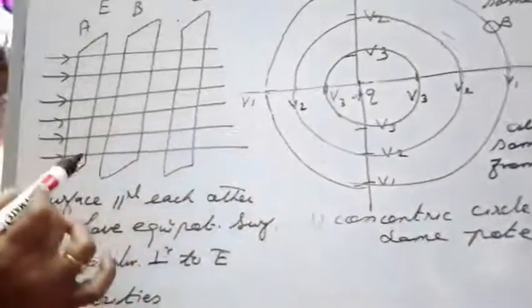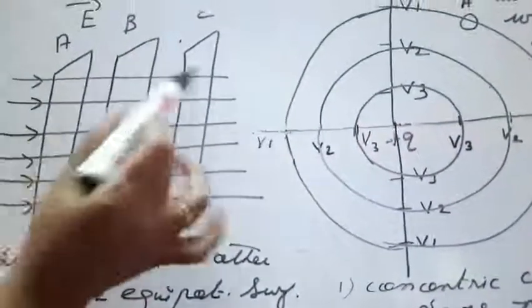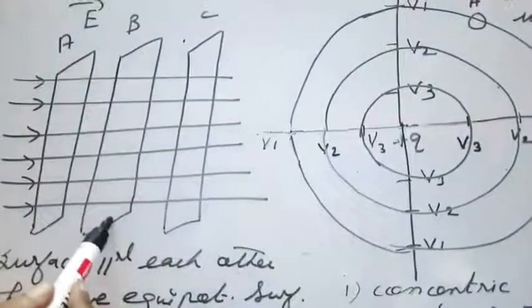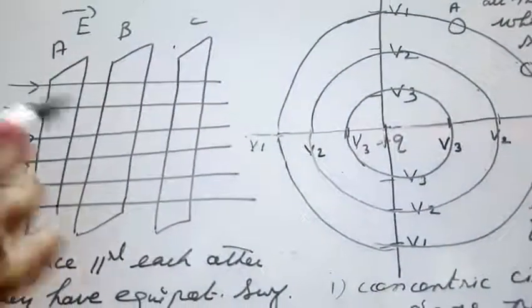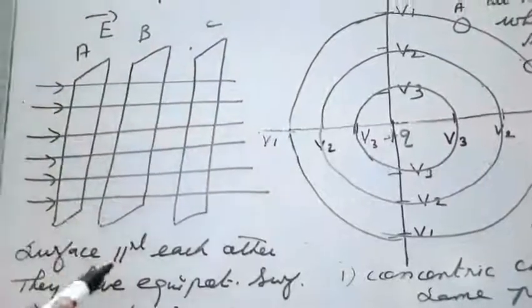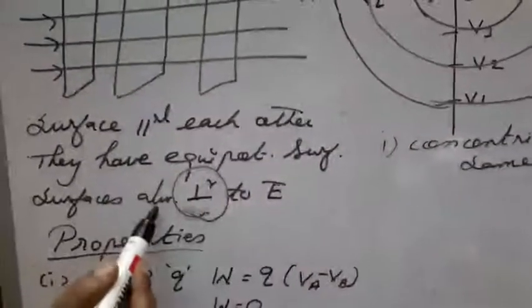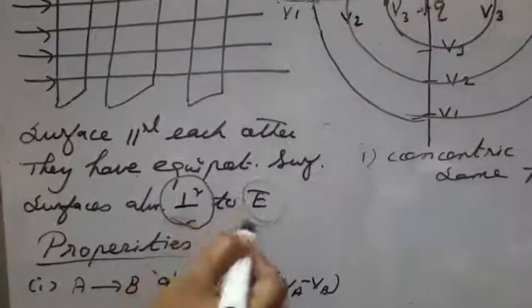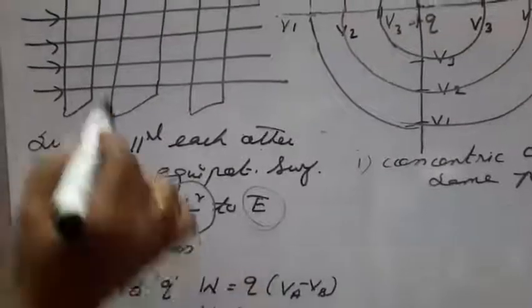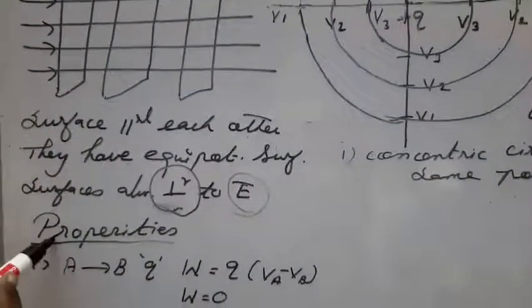Next we can take a uniform electric field, and here we take three surfaces a, b and c. The three surfaces are parallel to each other. They are equipotential surfaces, and these surfaces are always perpendicular to the electric field. So this is known as the equipotential surface.